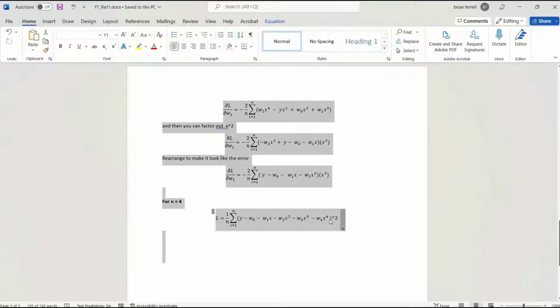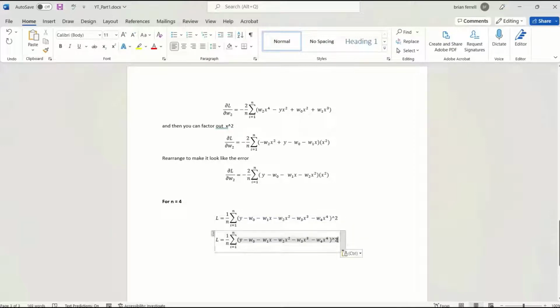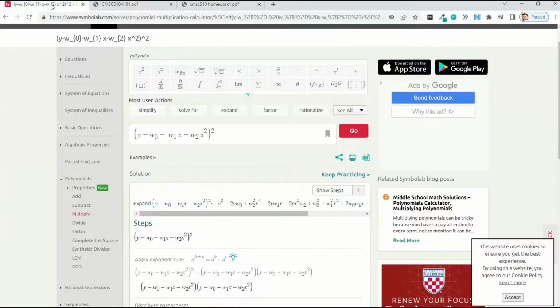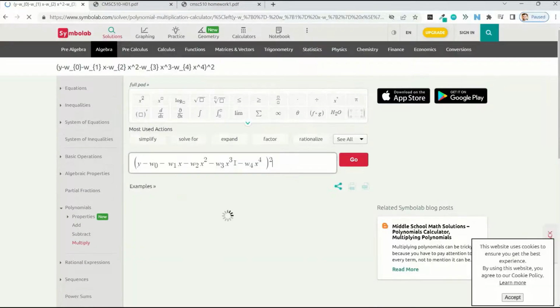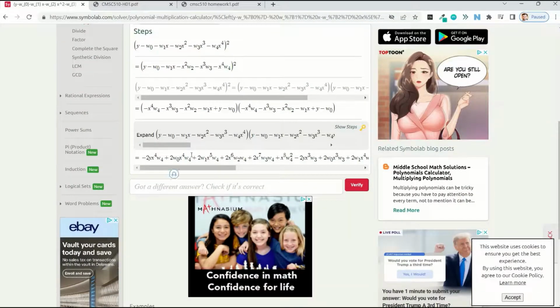So now, if you were to write out that square, then it looks like this, right? You're just multiplying this by itself. So now, instead of doing the calculation live on video, we can go to our dear friend Symbolab and just square it. It'll give us this times this, very, very long.